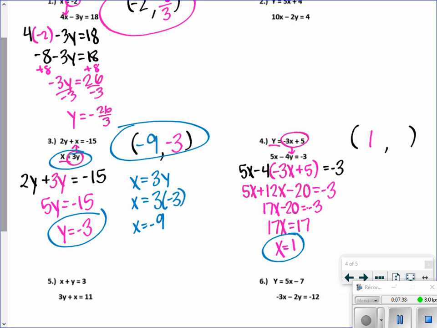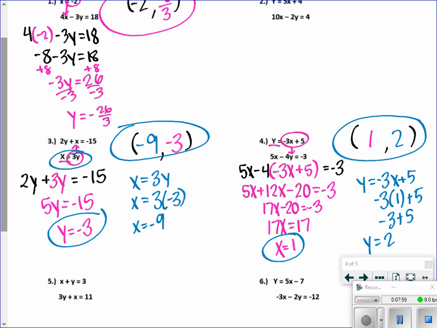Which equation would be easier to solve a y value? The top one. Because that top one is just that negative 3 times x plus 5. So that means negative 3, we just got the x 1, plus 5. What's the y value? 2. You could always check your work by actually graphing them if you wanted to. Okay.